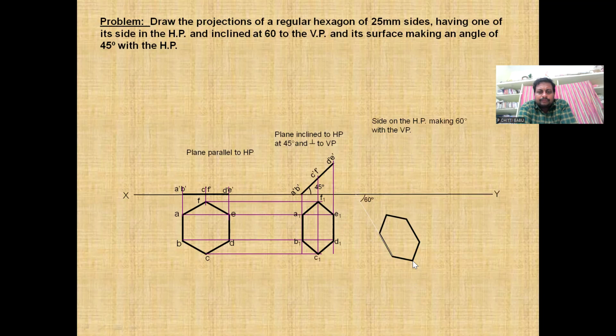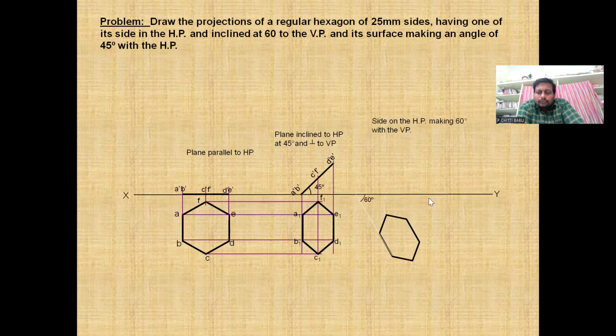Similarly, on both sides, take BC as the radius, B as the center, and do the arc here. And next, take DC as the radius, D as the center, and mark here. That intersect point we call C. Then we get this 60 degrees to the VP, the inclined 60 degrees to the VP. Then we get this hexagon.